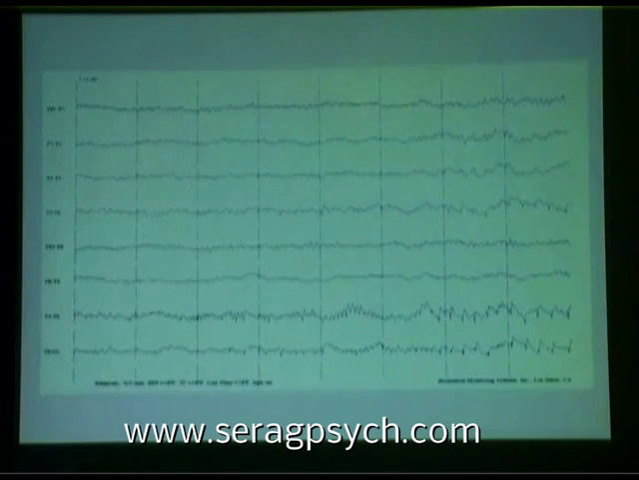Okay, next, please. Here's another one. I think this looks a little bit better. Another seizure, just by repetition only. This is the left, let's see. Yeah, this is the left temporal, and then this is the right temporal.